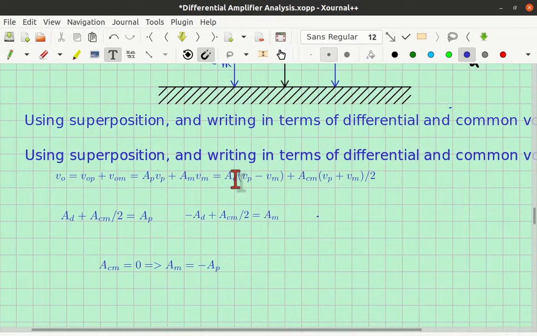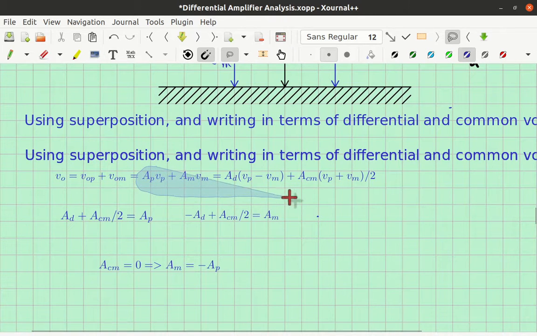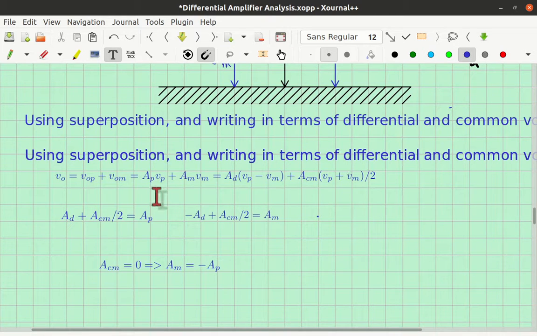Let's see how those two gains relate to the AP and the AM. We can do that by equating coefficients of VP in both equations. In other words, if I take this equation equals that guy, notice the thing in front of VP here is just AP. So AP here equals the numbers in front of VP here, which is AD plus ACM over 2. So that's how we got this equation here. Similarly, you can get this equation here for AM.